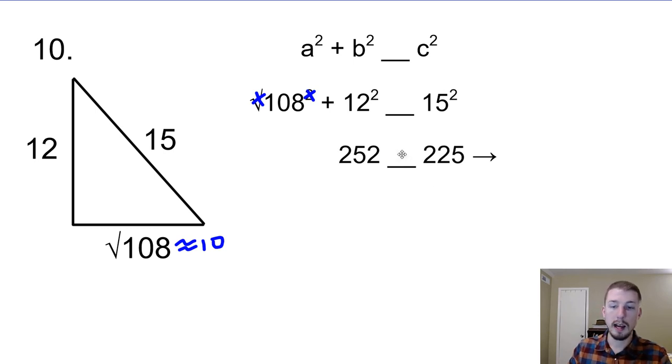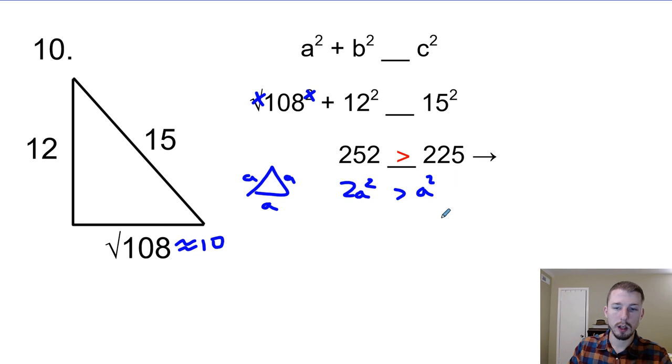So now A squared plus B squared is bigger than C squared. And if you remember, that's very similar to the equilateral triangle where we had A and A, where 2A squared was bigger than the 1A squared, which had to be an acute triangle, right? So in this case, if A squared plus B squared is bigger than C squared, then that means this has to be acute. And sure enough, this is an acute triangle.